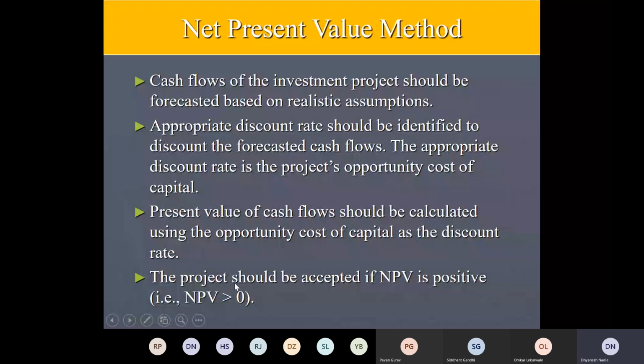Okay, and the project will be accepted or rejected based on this decision rule, that net present value should be positive. It should be greater than 0. If it is negative, then it is going to give you loss. It will not give you profit.